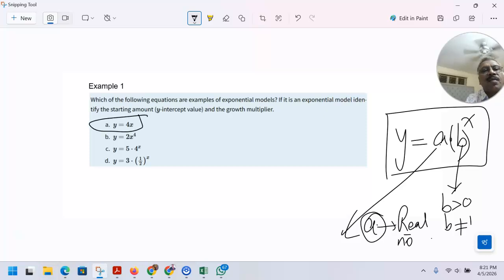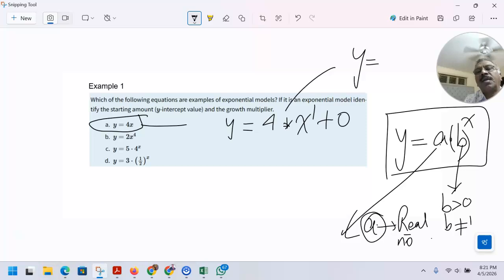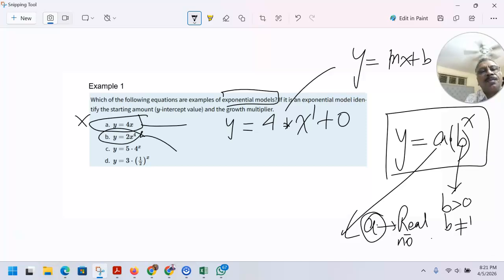Now the first part is y equals 4 times x raised to 1 plus 0, which looks like an exponential. I mean, sorry, this is a linear model. So it is like mx plus b. So this is not the exponential model. We want to know which are the ones, right? Look at the next one.